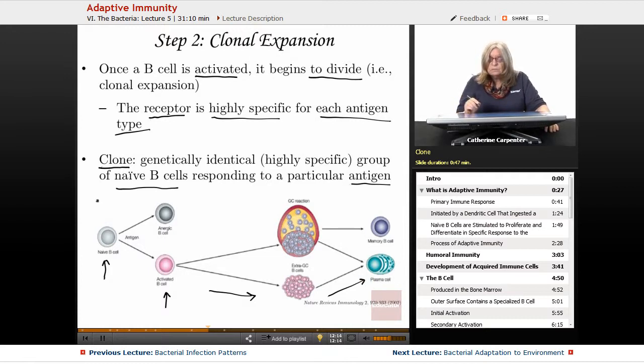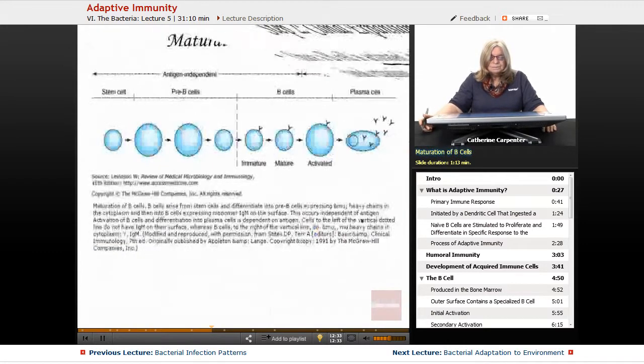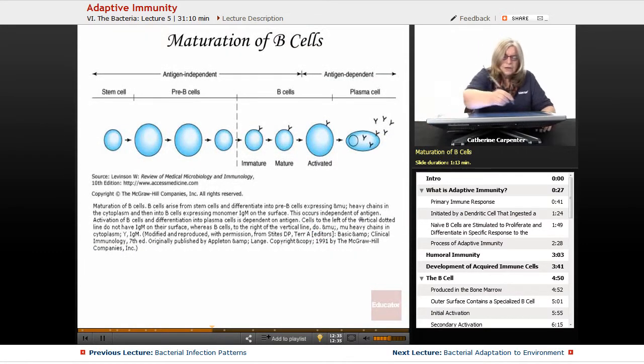Now, it's the plasma cells that go on to actually make the antibodies, and it also can become a memory B cell, which is the cell I told you that remembers the antigen shape, and after the infection is healed, those B cells stay around. Now, in terms of maturation, this is a different picture of maturation.